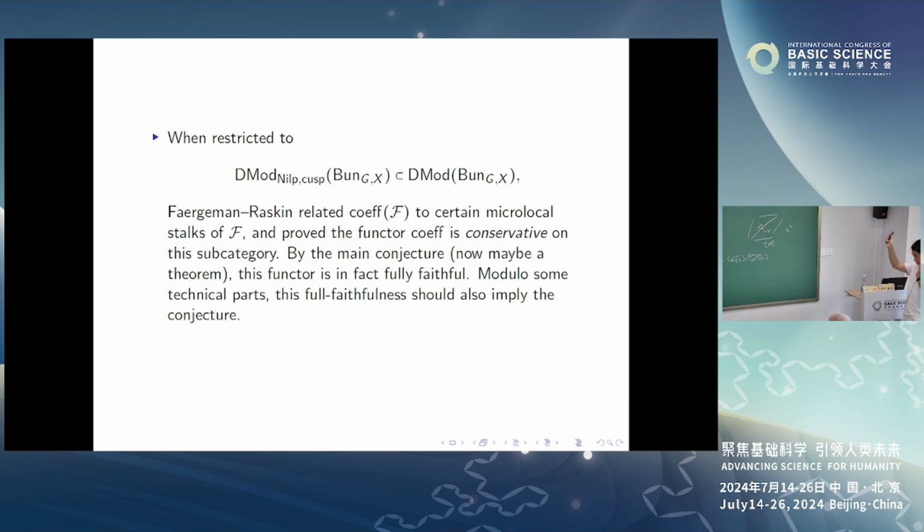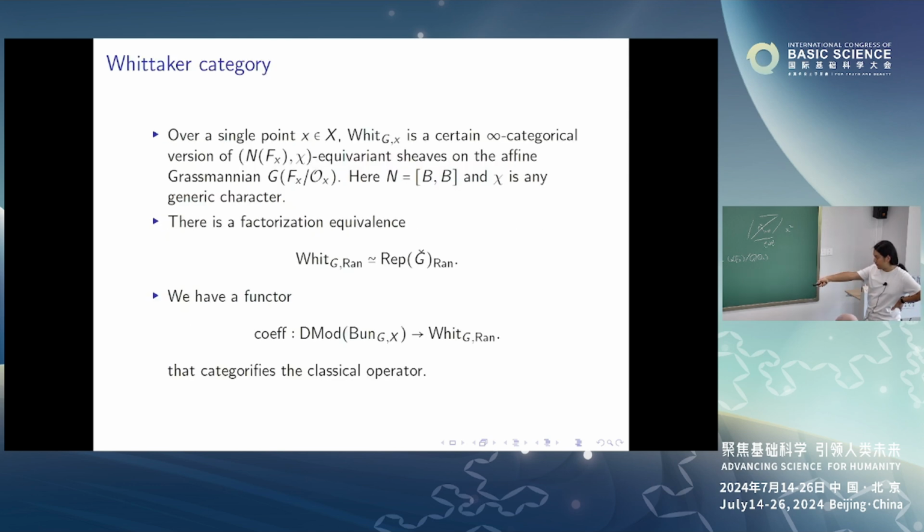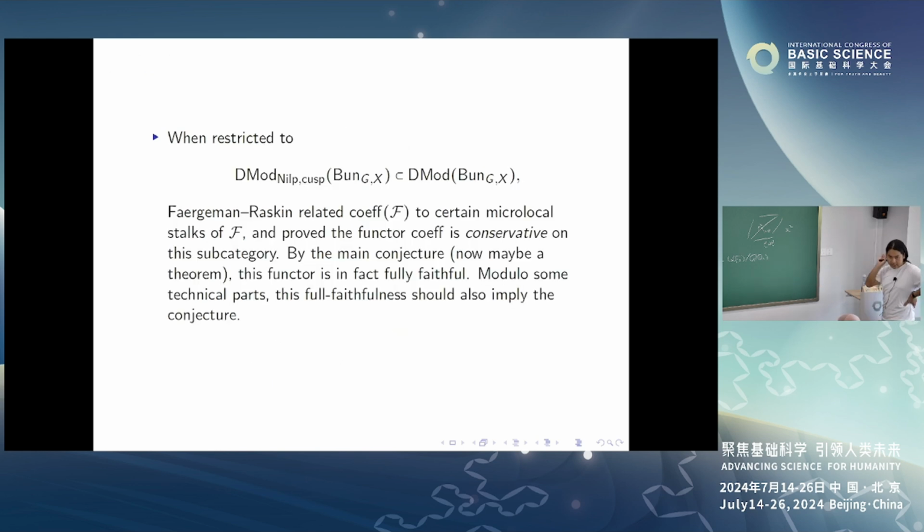Now when we restrict to the category that we are interested in, namely D-modules with nilpotent singular support and Hecke-eigen D-modules, Faergeman and Raskin, who are among these nine authors, proved that this functor is essentially conservative. It does not lose any information. This proof uses microlocal stalks, in other words, some nearby cycles. They calculate these stalks, relate them with some Whittaker coefficients, and are able to prove that the functor is conservative.